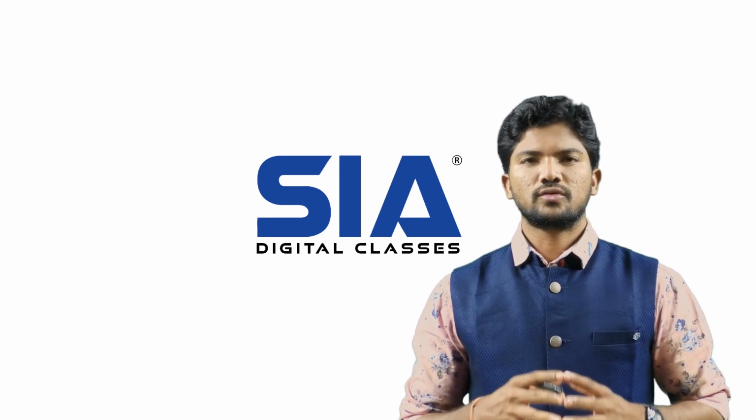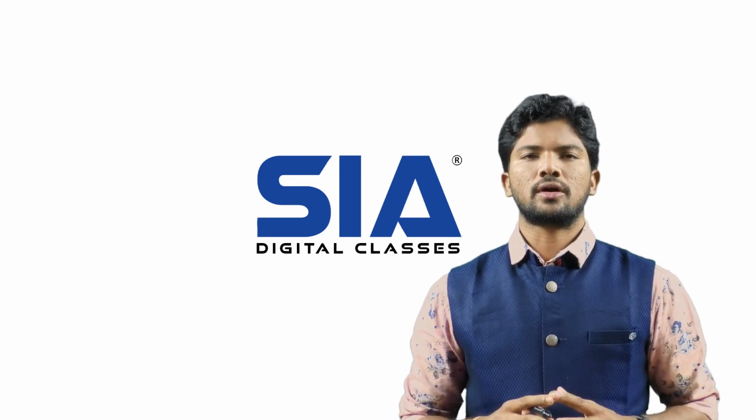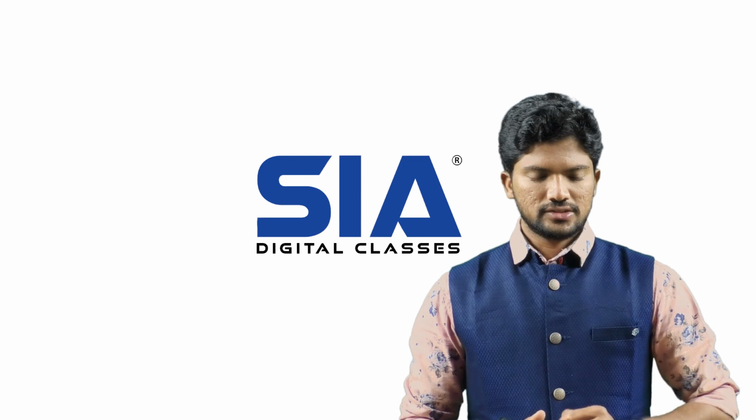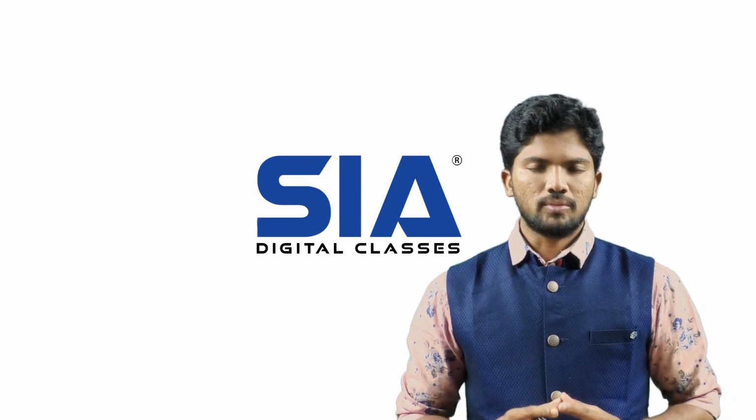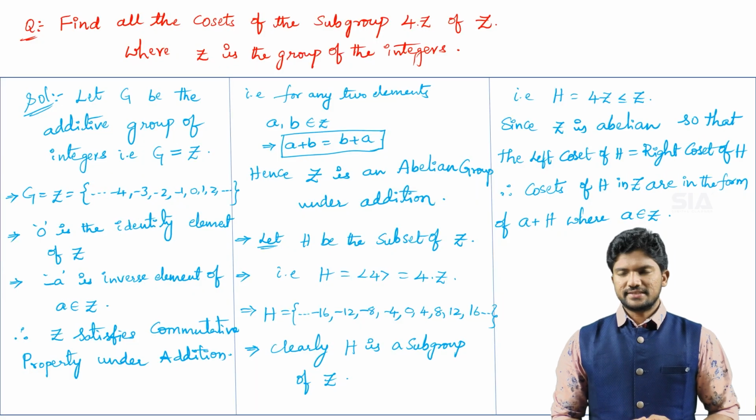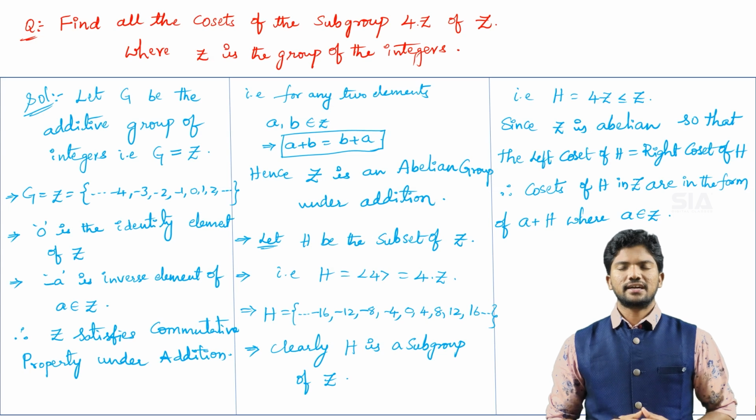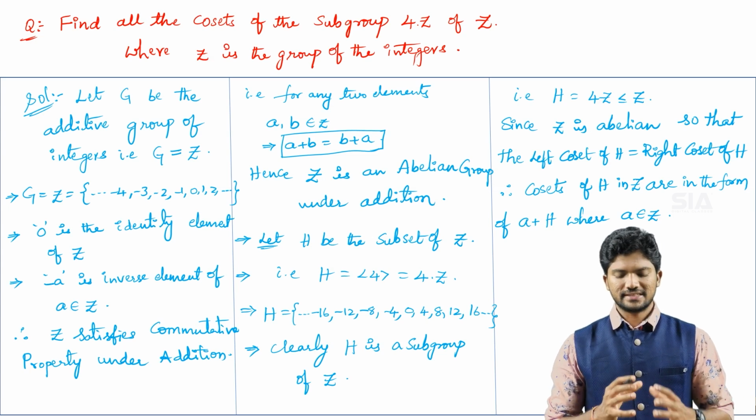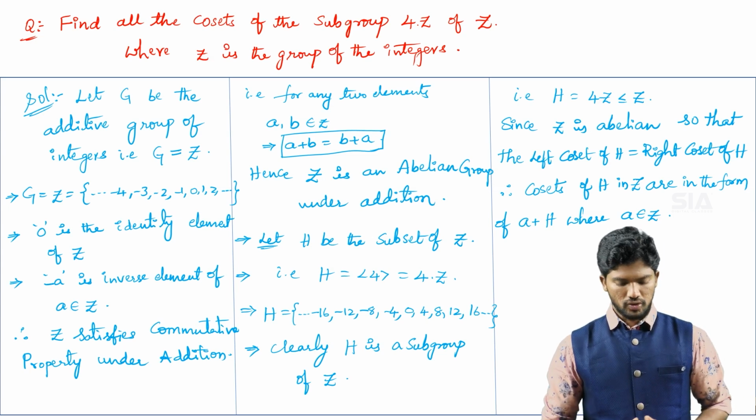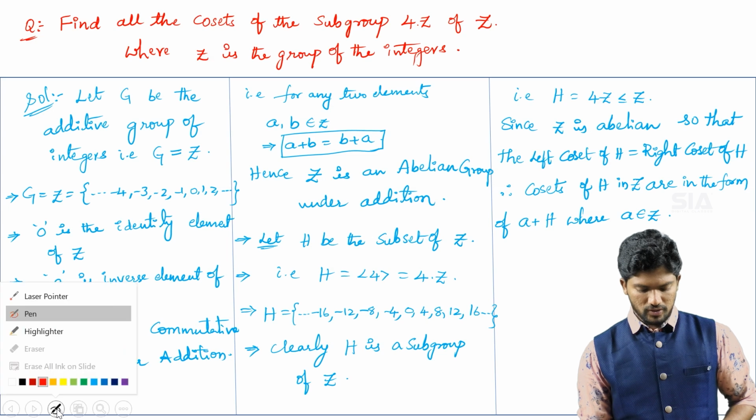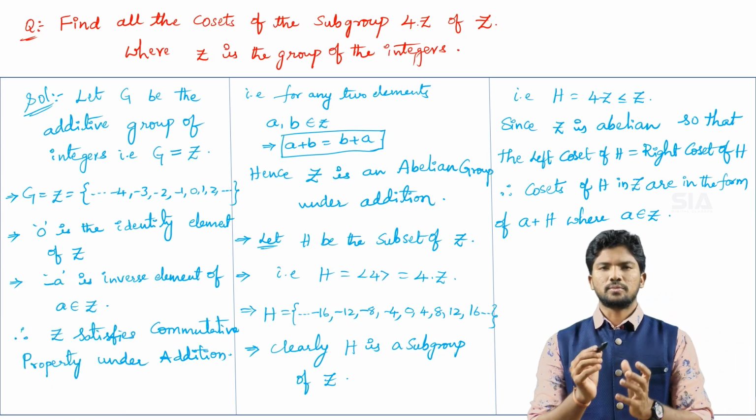In this lecture, we are going to discuss one of the important problems from the cosets. So first of all, see the problem. Find all the cosets of the subgroup 4Z of capital Z, where Z is the group of integers. You know very well how to find the cosets in the group of integers.